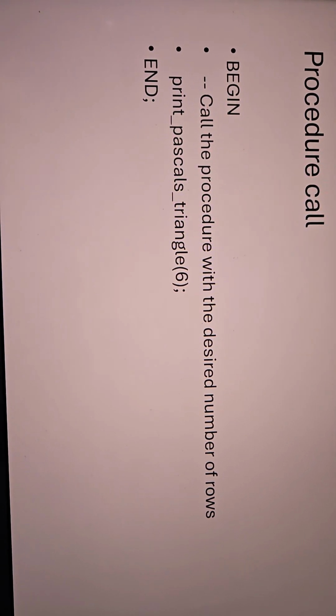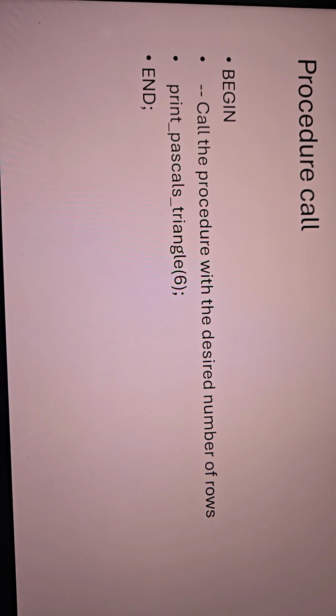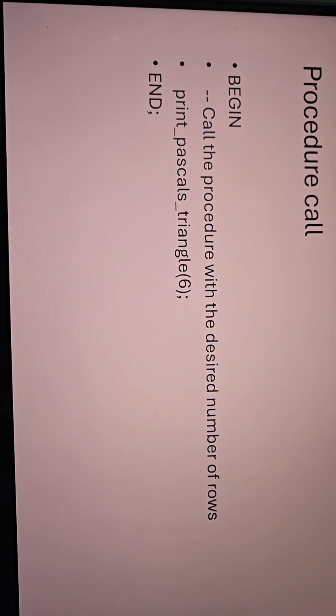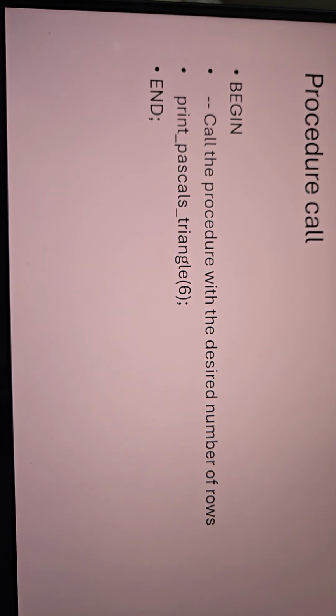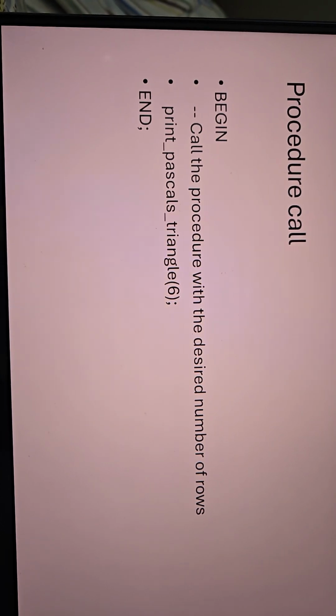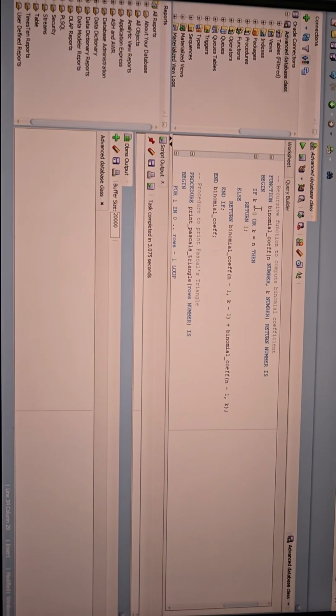And so this is the final part. This is a procedure call. You just put the number of rows you need in your Pascal's triangle, and that creates the triangle with that number of rows. So this is my function in SQL Developer. This is the binomial coefficient function over here, and I have this with Pascal's triangle for 6. So when I run the script, it creates 6 rows.